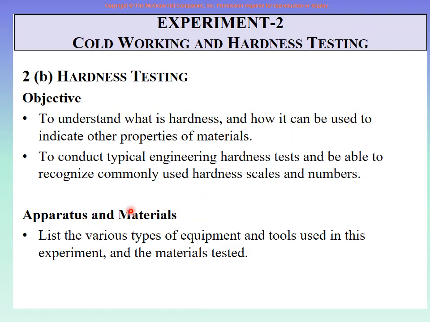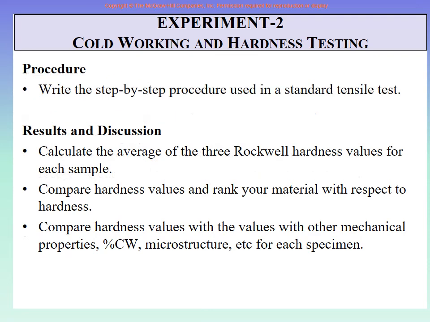Apparatus and materials: again, list the equipment, machine, and tools used in this experiment and the materials tested. Look at the video to find these details. Procedure: same thing, write the step-by-step procedure. Go and carefully watch the video to write these steps.